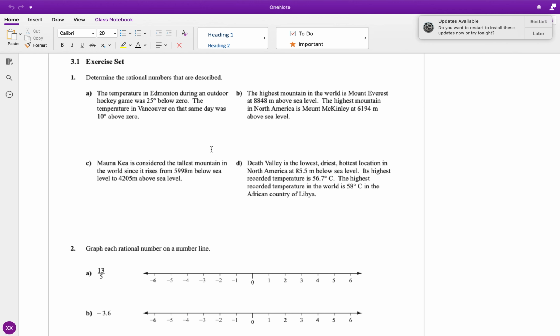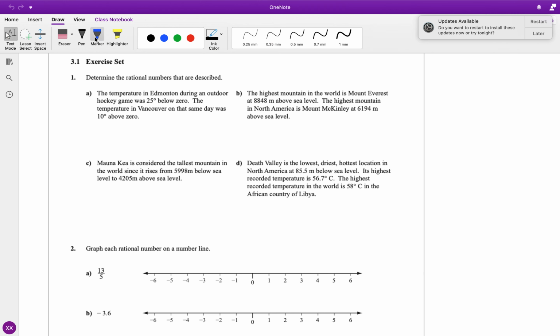Now 3.1, we briefly talked about in class that chapter 3, sorry, I got to get a drawing going. Okay, so this is the pen, use this color, I think use this.